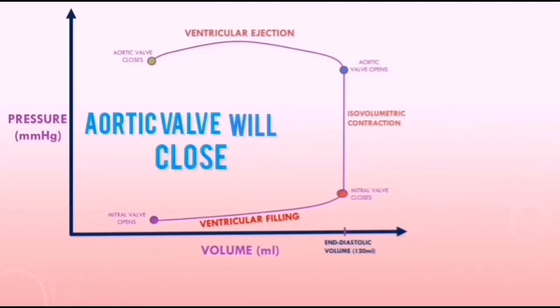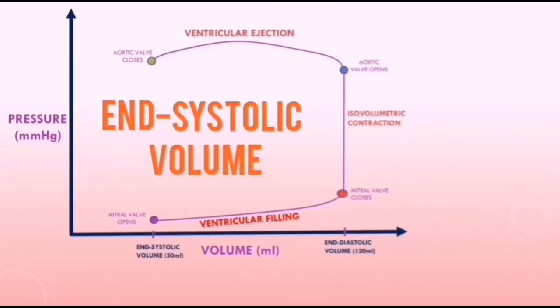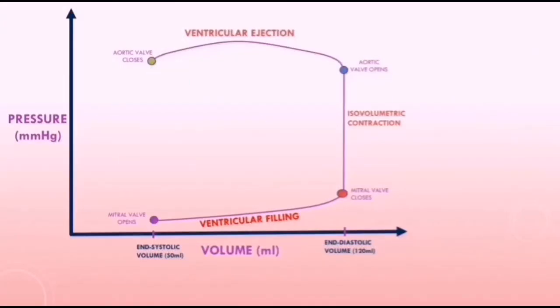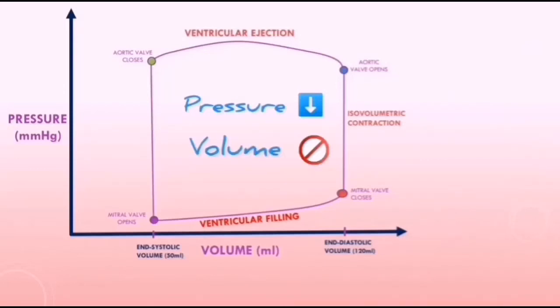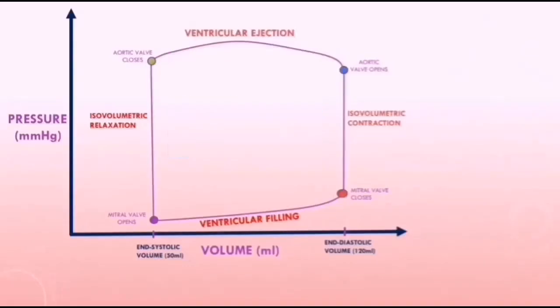The closing of the aortic valve indicates the end of ventricular systole. That means that the volume in the ventricle at this point is known as the end-systolic volume. The ventricle will now start to relax. Again, because it is a closed system where the aortic valve is closed and the mitral valve is closed, when the ventricles relax, there will be a significant drop in pressure, but there will be no change in volume. That is why it is a straight line again, and this phase is known as isovolumetric relaxation.